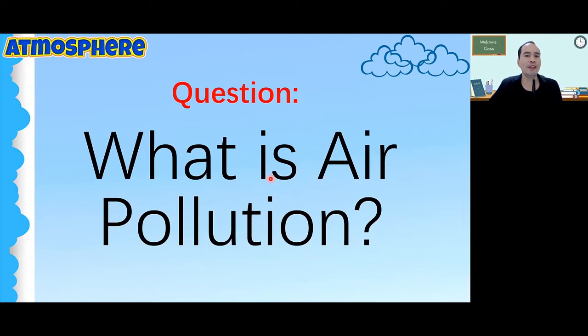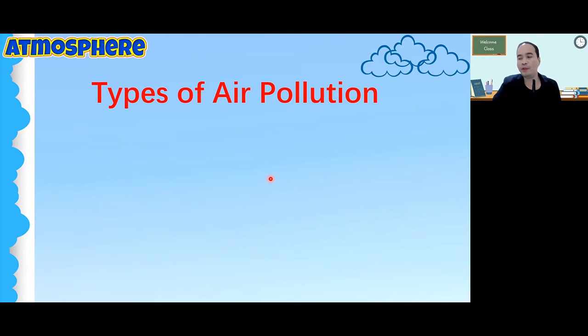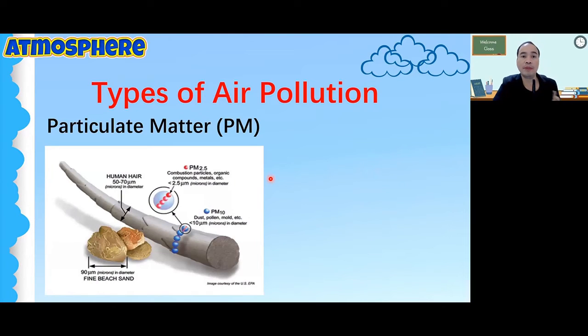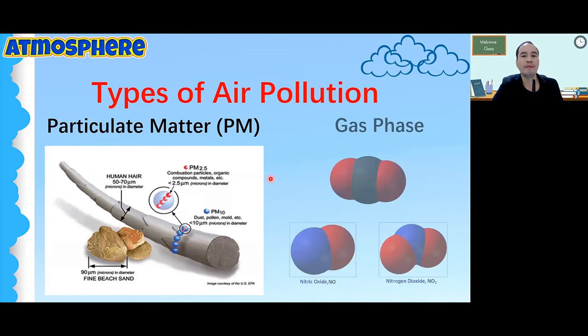Now, let's continue. What is air quality in connection to air pollution? What is air pollution? Okay, pollution means dirty. So air pollution is like dirty air. There are different types of air pollution. We have your particulate matter, and also your gas phase.